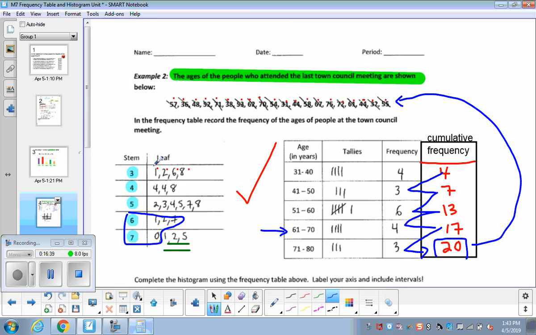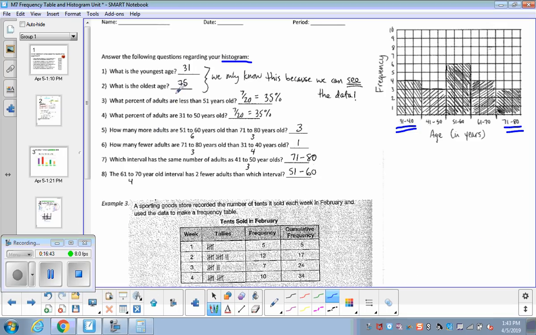We can see that the youngest person here was 31 and the oldest was 75, okay? So the only reason we can answer that question, those sets of questions, is because we have the data. If you don't have the data, it's a trick question. You can't answer it, all right? Now for number 3, it asks, what percent of the adults are less than 51 years old?